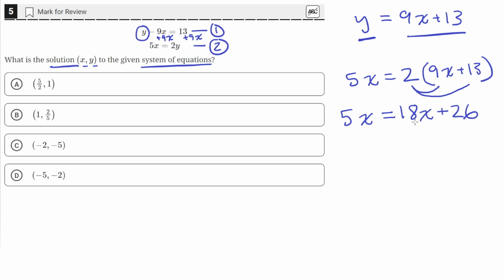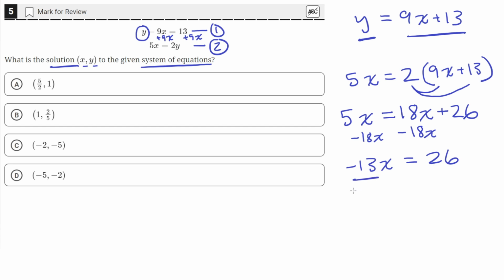Now let's move the x's back to the other side by subtracting 18x from both sides. This will give us a negative 13x on the left and a 26 on the right. These 18x minus 18x will just cancel out.